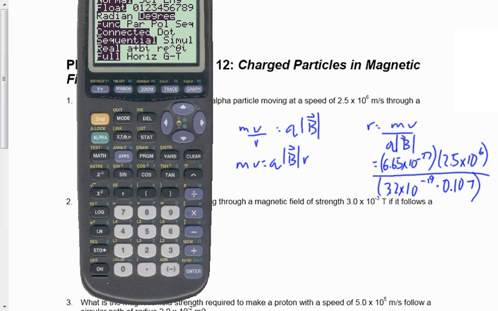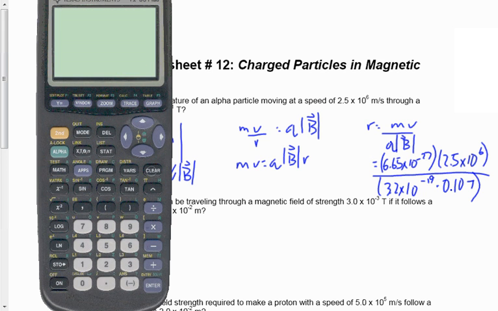I've mentioned this before, but I'll mention it again. When you're putting scientific notation into a calculator, don't use this. Don't do this.